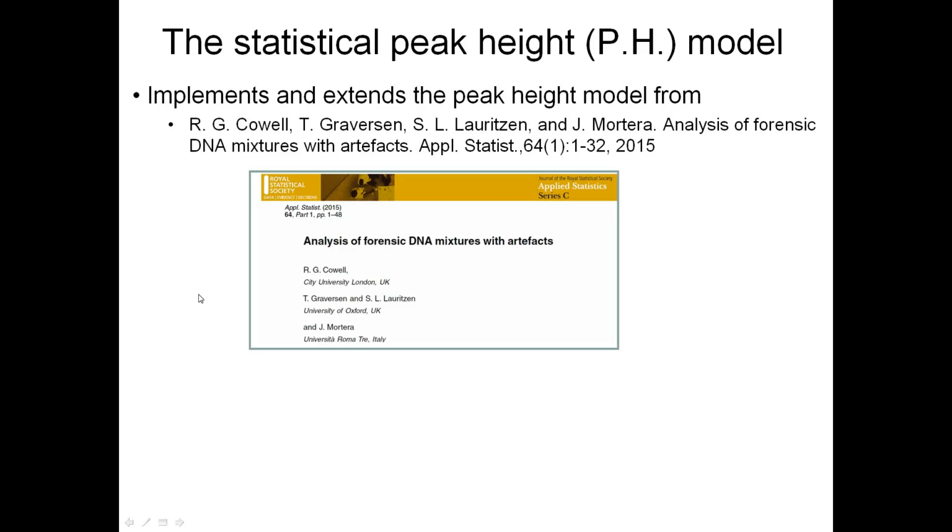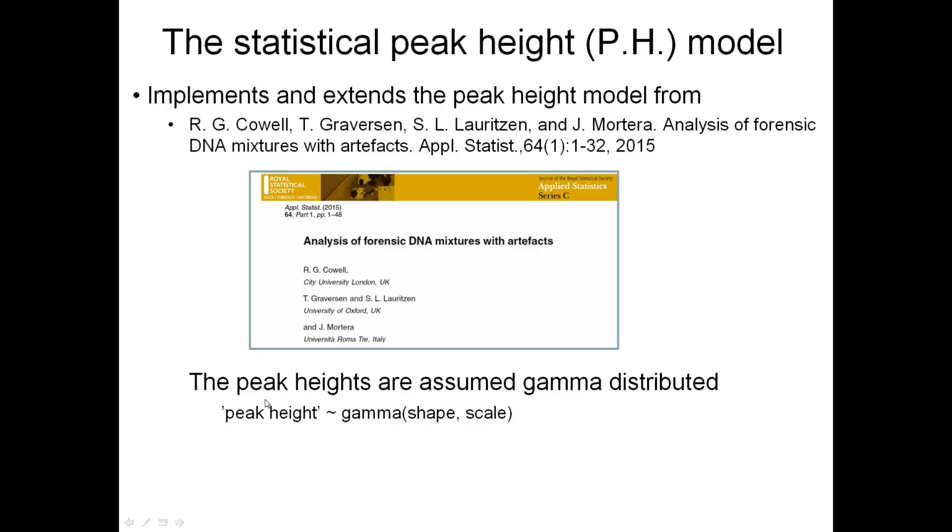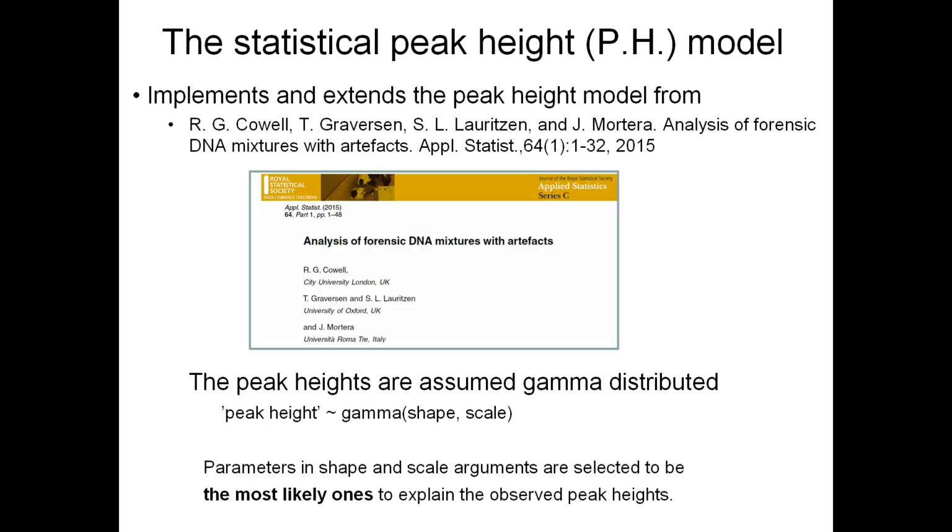So the statistical peak height model of EuroForMix implements and extends the peak height model from Cowell 2015. Here the peak heights are assumed gamma distributed, and the gamma distribution takes shape and scale arguments. So the procedure is to tweak the parameters in the shape and scale arguments to be selected such that they are the most likely ones to explain the observed peak heights. And this is the maximum likelihood procedure.